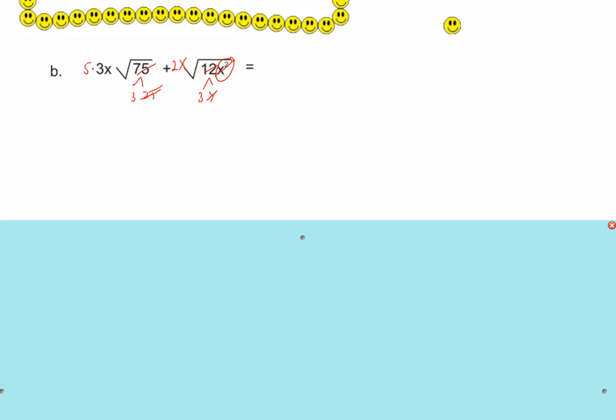It looks to me like I have 15x of them plus 2x of them for a grand total of 17x of them, right? 17x times the square root of 3. How many of you got that correct?